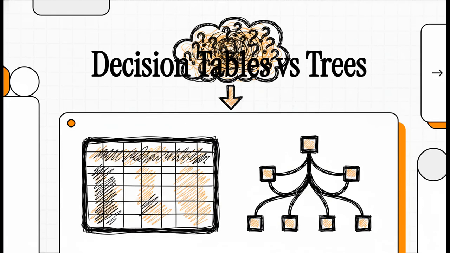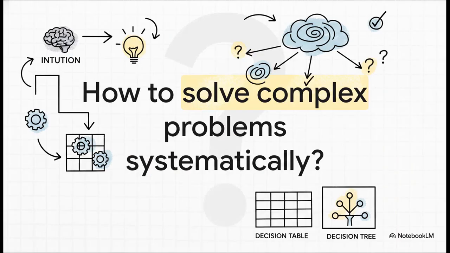Welcome to this explainer. If you're looking for the ultimate notes on decision analysis, specifically focusing on decision tables and decision trees, you are absolutely in the right place. Today, we're going to dive into exactly how managers take massive, overwhelming choices and turn them into crystal clear, data-backed decisions. If you've ever looked at a business problem and felt completely lost in a sea of variables, well, we've got you covered.